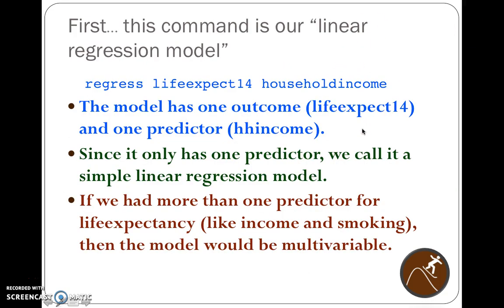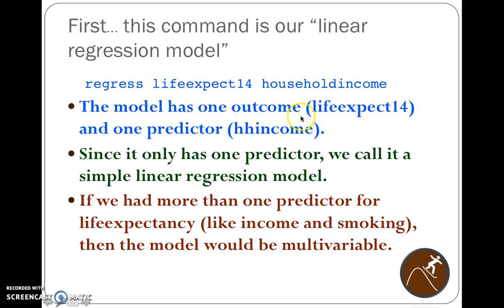But before we go there, I want to tell you that when we did that linear regression, a lot of people might refer to that as a linear regression model. So this is actually our model, and this is a simple model because it only has one predictor. Life expectancy is our Y variable, our outcome, and then household income in this case is our only X variable or only predictor. So the model has an outcome in a linear regression model. This is all called a model. This command, people actually call that a model.